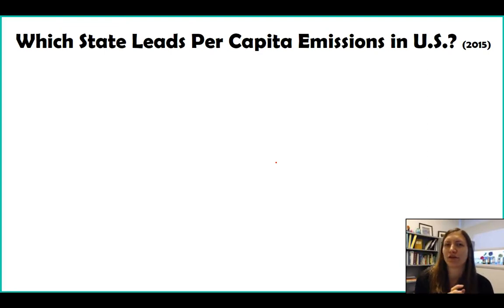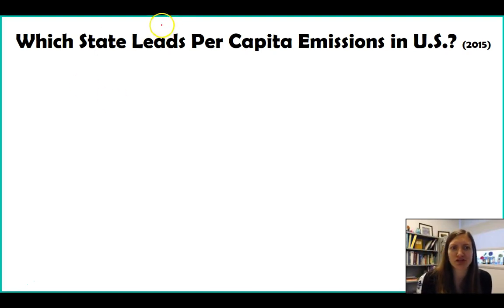So let's bring it a little bit closer to home. Let's take a look at the United States. Of our 50 states, which one is leading in emissions? Now, we're going to look at it on a per capita basis because we don't really want to think about one state versus another, and some of them have huge populations. So let's look at it per capita. So you might be making some guesses.